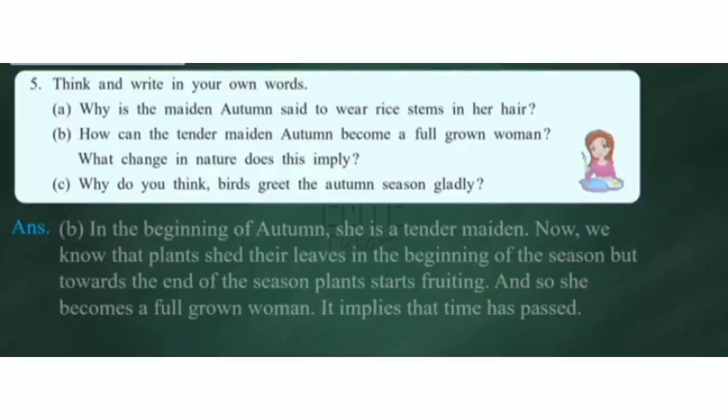Understood? Second question. How can the tender maiden autumn become a full grown woman? As I said, starting it represents growing, but lastly it shows maturity. So in the beginning of autumn, she is a tender maiden. Now we know that plants shed their leaves in the beginning of the season, but towards the end of the season, plants start fruiting, and so she becomes a full grown woman. Okay, it implies that time has passed. Understood the first one and the second one, students?